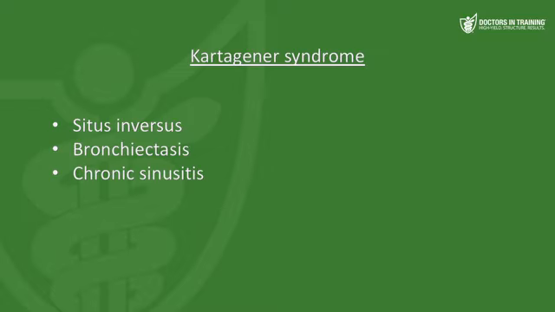But again, about 50% of patients who have primary ciliary dyskinesia do not have situs inversus. So Kartagener syndrome does not equal primary ciliary dyskinesia. When the cilia don't work, there's a 50-50 chance of whether your organs are going to be on the right side or the wrong side.